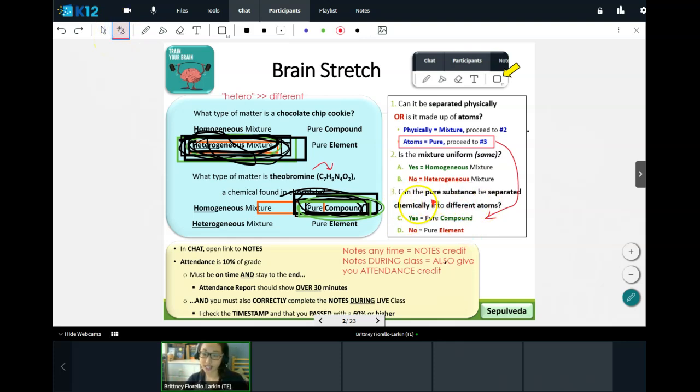So the question here is, can the pure substance be separated chemically into different atoms? The answer here should be yes, it definitely can. It is a compound because it's made up of carbon, hydrogen, nitrogen, and oxygen. It's not just a single type of atom. It's many types of atoms. Therefore, yes, it is a pure compound. Excellent job on this, everybody.